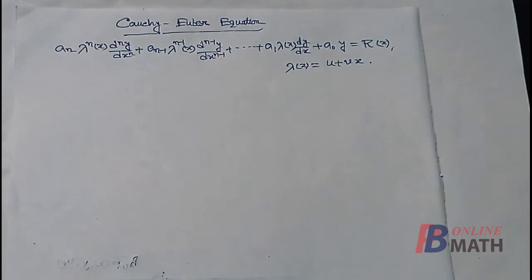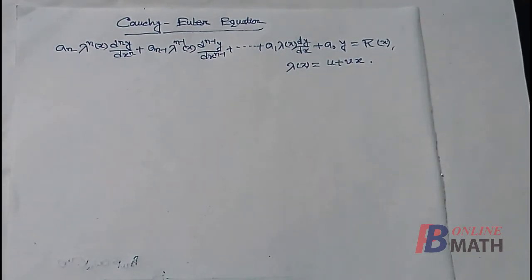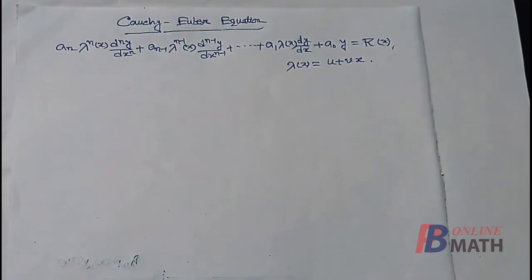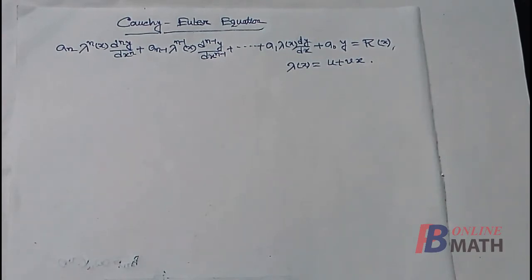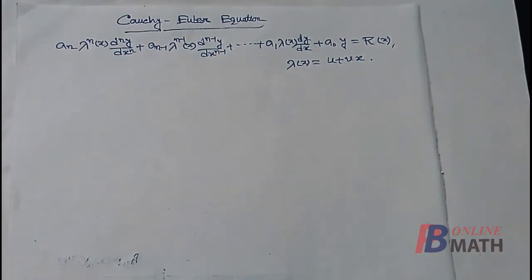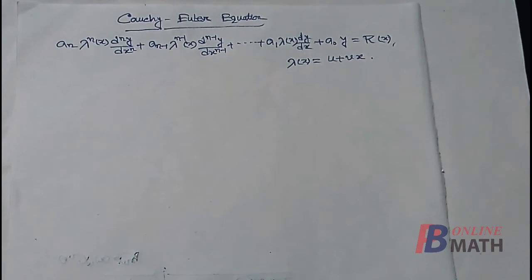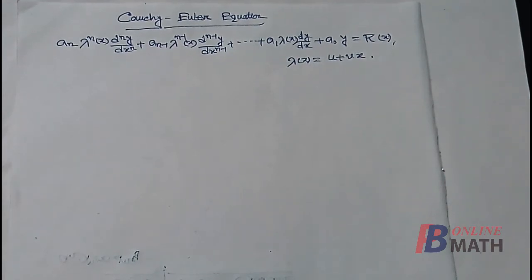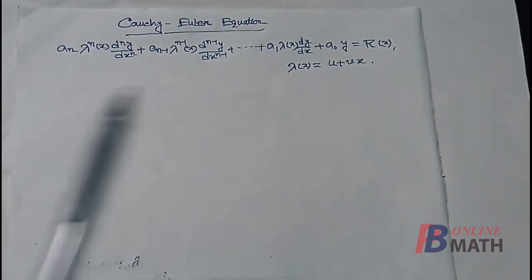In the Cauchy-Euler equation, we shall convert this equation to another one of constant coefficients. Then we can solve that equation by the usual CF plus PI method. So in this method, the most important task is to convert this equation to one of constant coefficients. But remember that this equation can be converted to one of constant coefficients if this is a homogeneous equation.